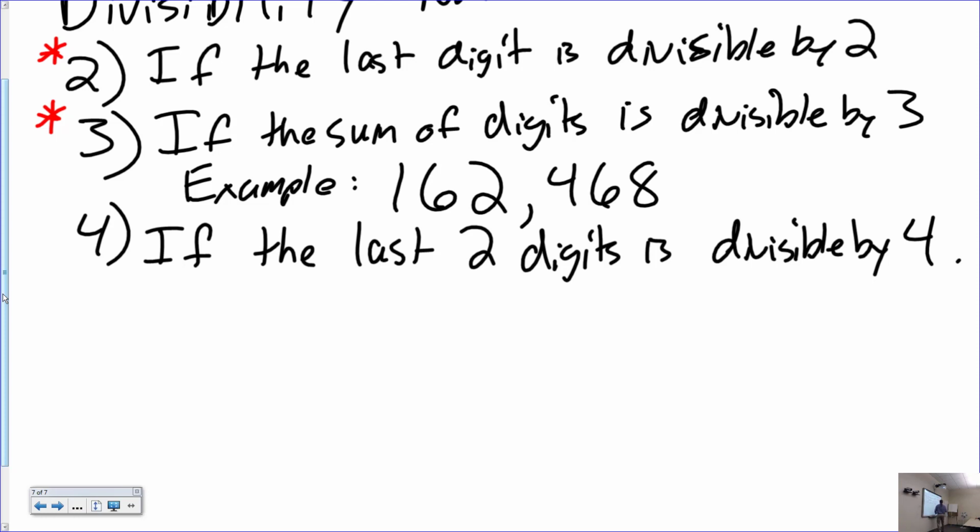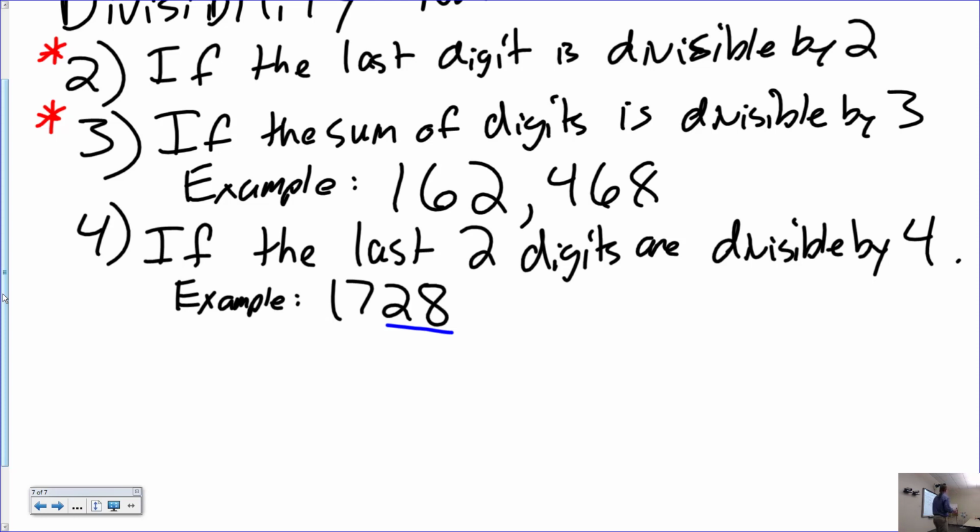That probably is R. If the last 2 digits are divisible by 4. Is 28 divisible by 4? Yes. 1,728 is divisible by 4. 1,375,128 is divisible by 4. Any number that ends in 28, since the 28 is divisible by 4, the number is divisible by 4.